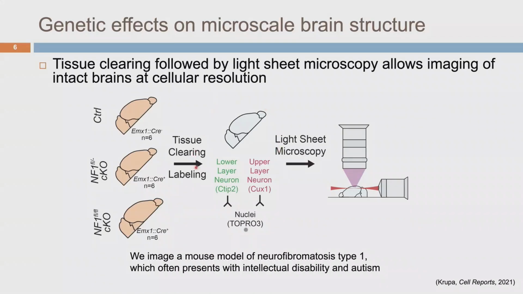We then used the iDISCO tissue clearing technique to be able to image these and immunolabel them with markers of lower layer neurons, which is marked by CTIP2, upper layer neurons marked by CUX1, or all nuclei marked by TOPRO3. These were then rapidly imaged on a commercially available light sheet microscope.